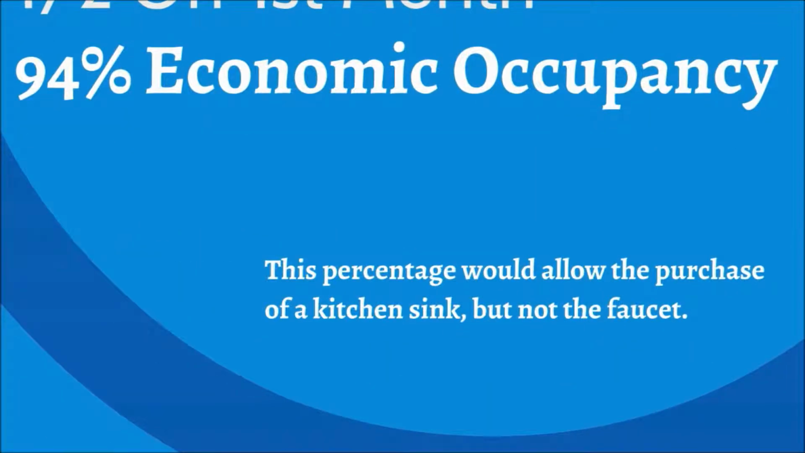But a 94% economic occupancy is the equivalent of allowing for the purchase of a kitchen sink, but not the faucet. So that 94% can have a very vital impact.